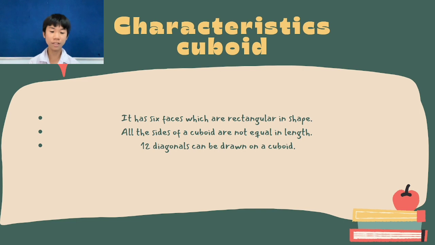Next is the characteristics of a cuboid. First of all, it has six faces. All of the sides are not equal in length, and it has 12 diagonals that can be drawn.